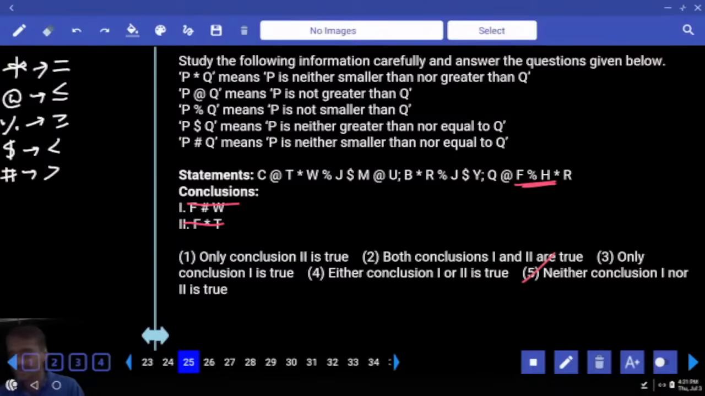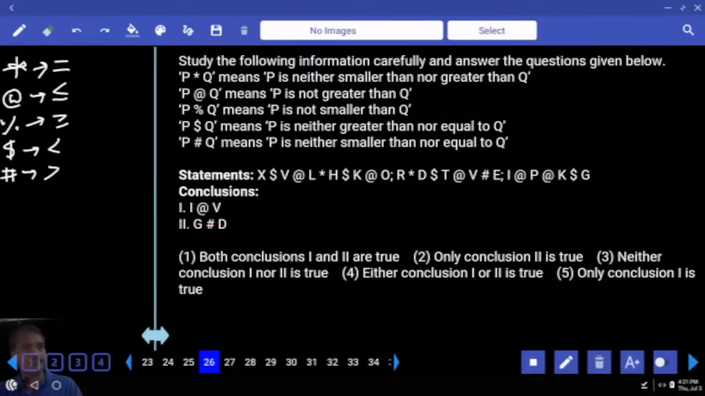Then next one, 26. Now in this question number 26, now the relation between I and V. Now V is here and I is here. Which element is common between these two? Now between V and I, V, L, H, K, O. Now K is common. Now we can directly combine these two. V to K, V at the rate of V lesser than or equals to L. L equals to H. Now H dollar, now H lesser than K.